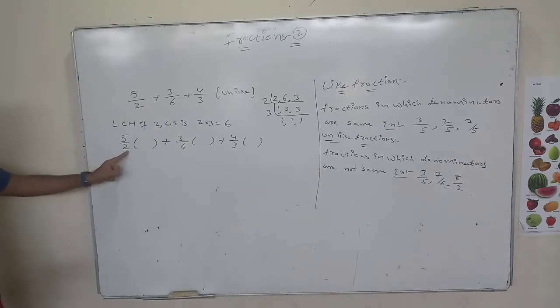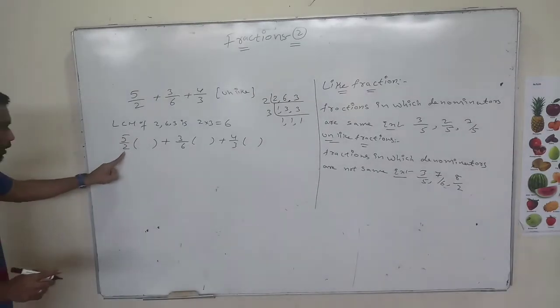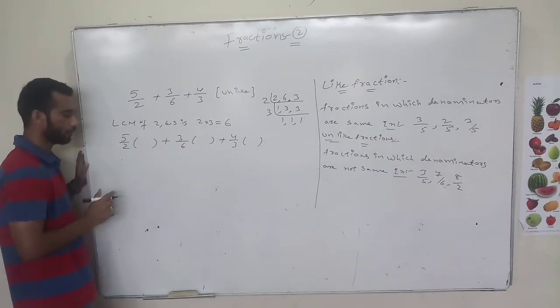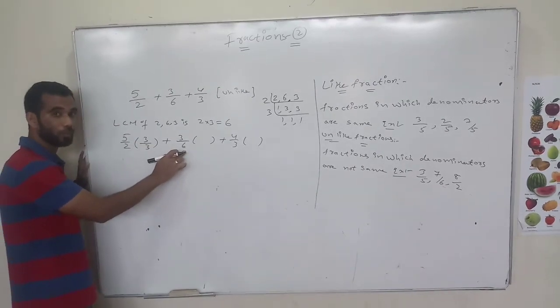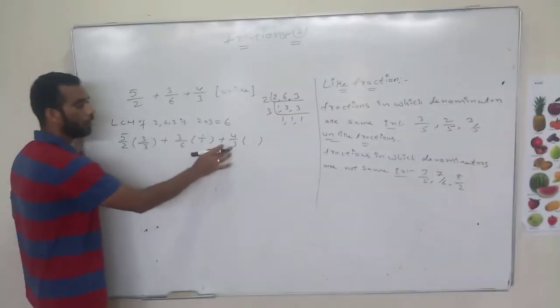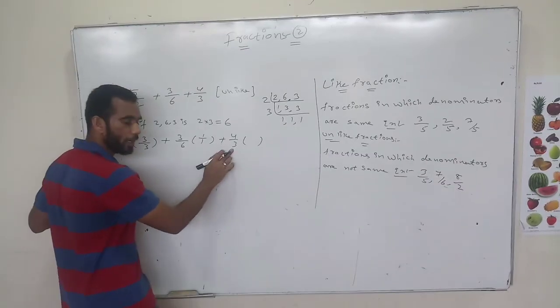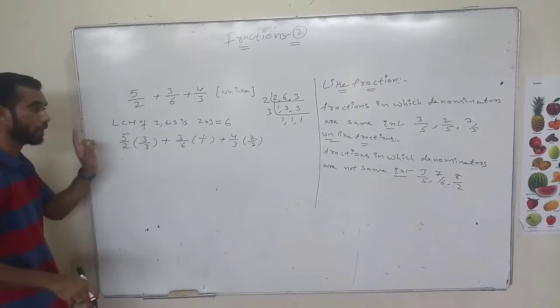Now which number should multiply to this denominator? Remember always which number should be multiplied to this denominator to make it 6? 2 3s are 6, so multiply by 3. For the 6, which number should multiply this 6 to make it 6? 1s are 1. For this 3, which number should multiply to make it 6? 2 by 2.